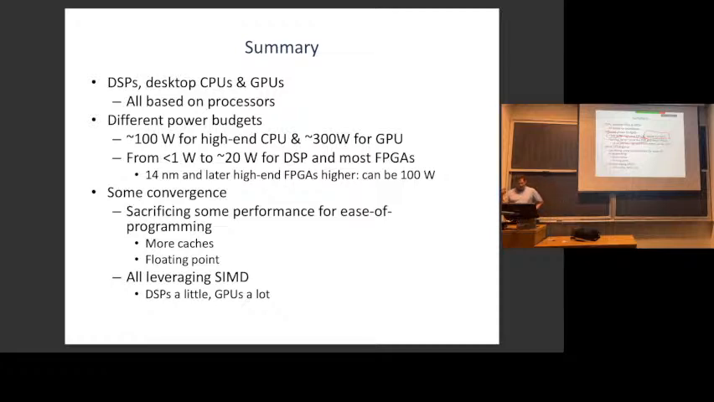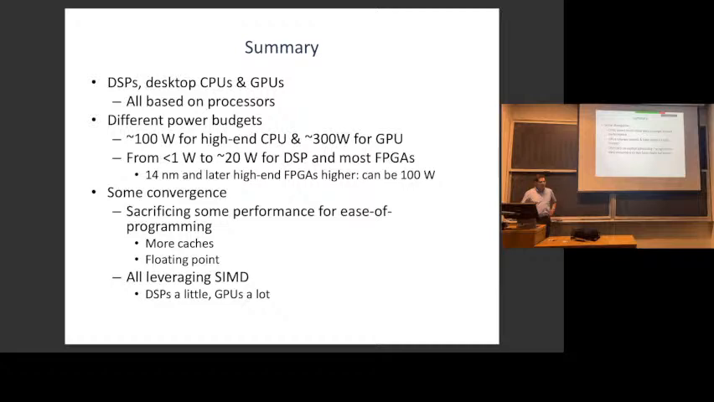DSPs and GPUs have started sacrificing some die size to make programming a bit easier, to have caches, for GPUs to put in floating point, or for DSPs to put in floating point units. And at the same time, processors are leveraging SIMD and multi-threading more. So there's some convergence, but they're still somewhat different. So DSPs use a little bit of SIMD, processors more, high-end processors more, and GPUs the most. Okay? There's also some divergence.